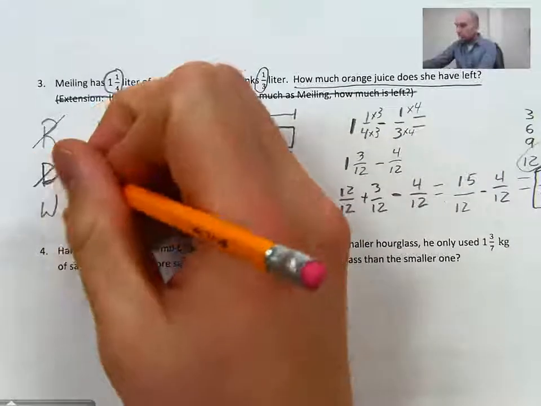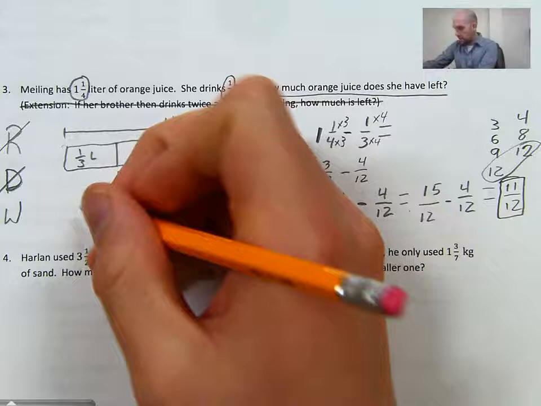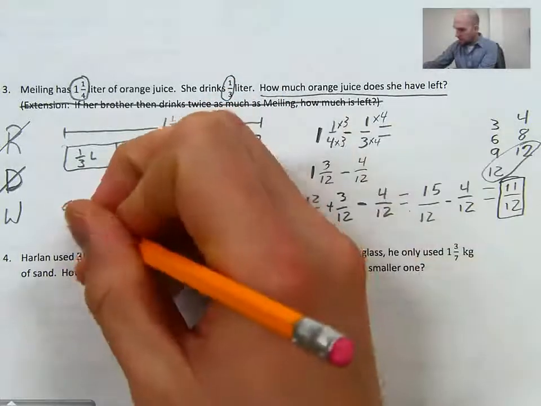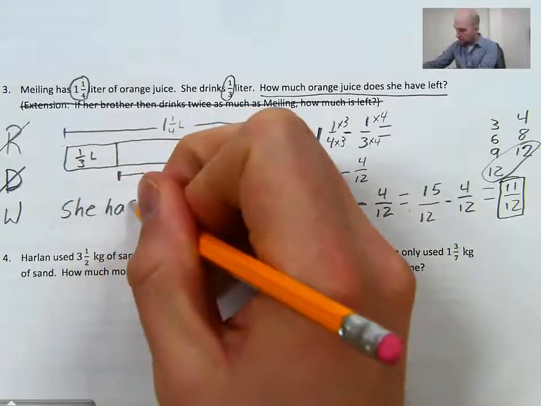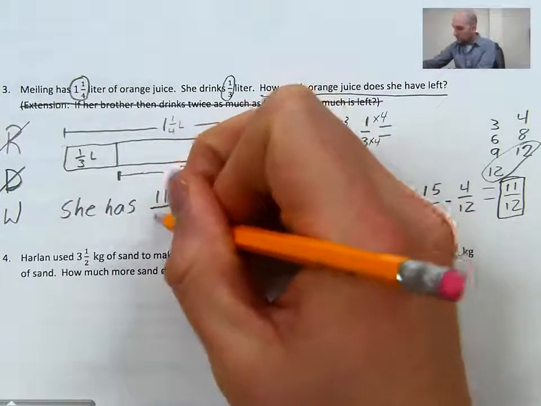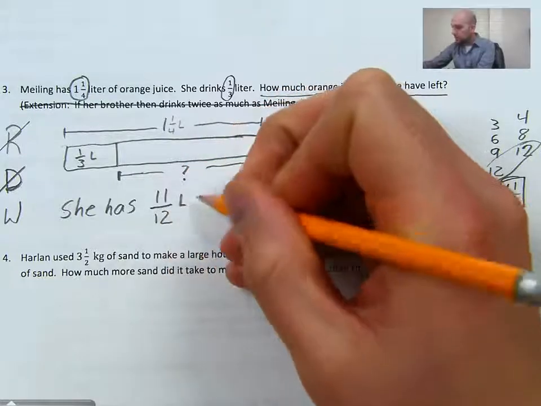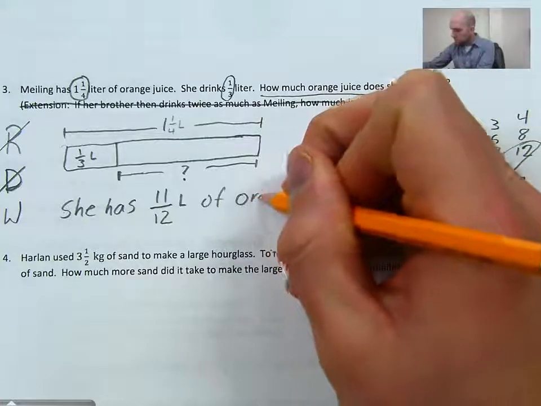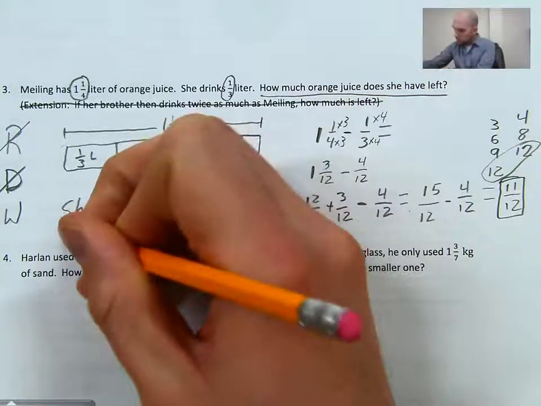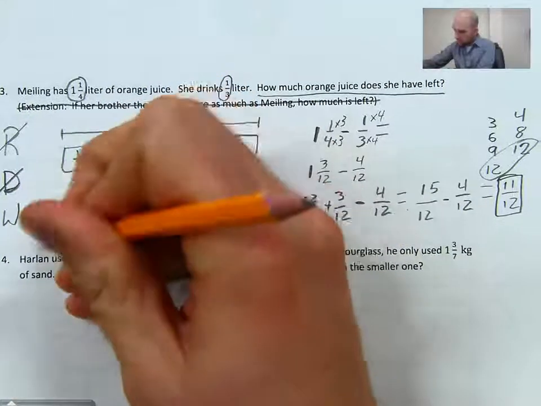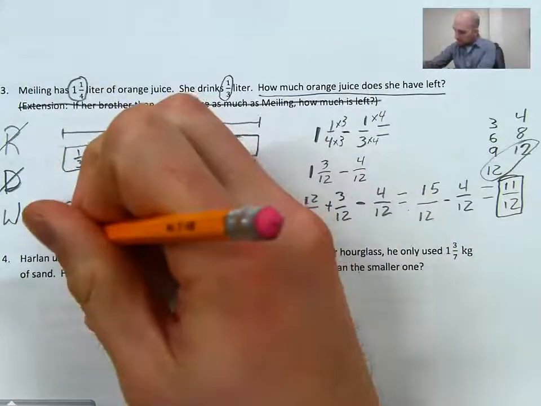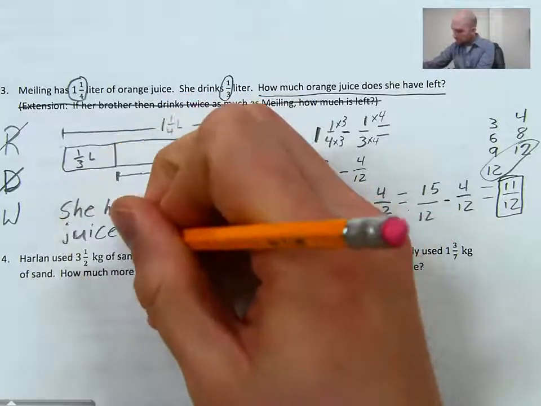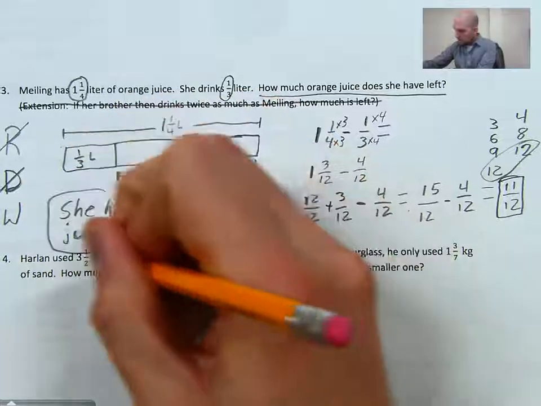So we're done drawing. We need to write our answer. It says, how much orange juice does she have left? She has 11/12 liters of orange juice left. I capitalize that, orange juice. And that is our answer.